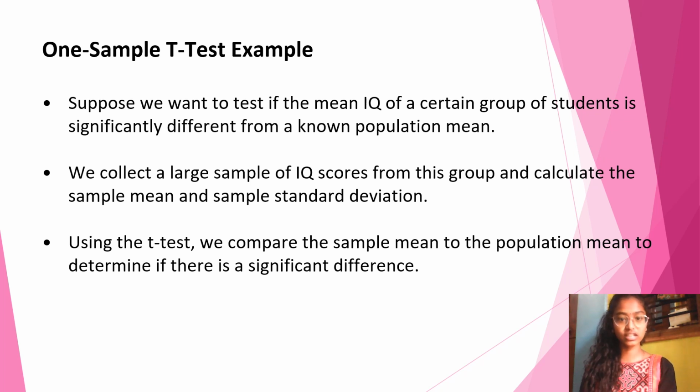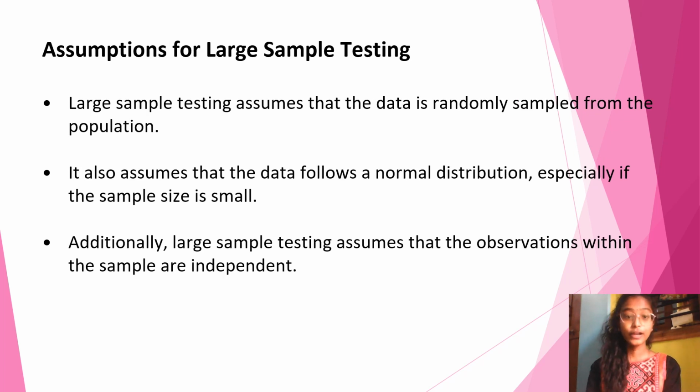Now let us see an example for a one sample t-test. Suppose we want to test if the mean IQ of a certain group of students is significantly different from a known population mean. We collect a large sample of IQ scores from this group and calculate the sample mean and sample standard deviation. Using the t-test, we compare the sample mean to the population mean to determine if there is a significant difference.